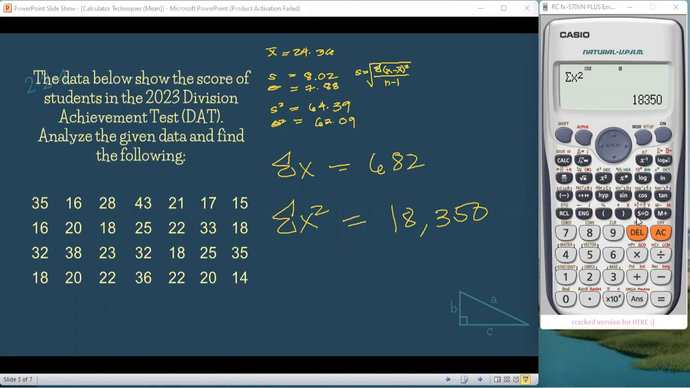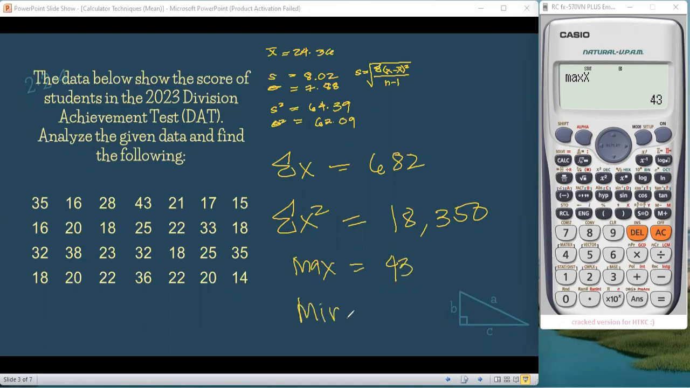Ngayon po, paano kapag tinanong sa atin what is the minimum and what is the maximum data? So dito po, kailangan na nating gamitin si number 6. So what is the maximum data? So that is 2 po. So maximum data natin is 43.